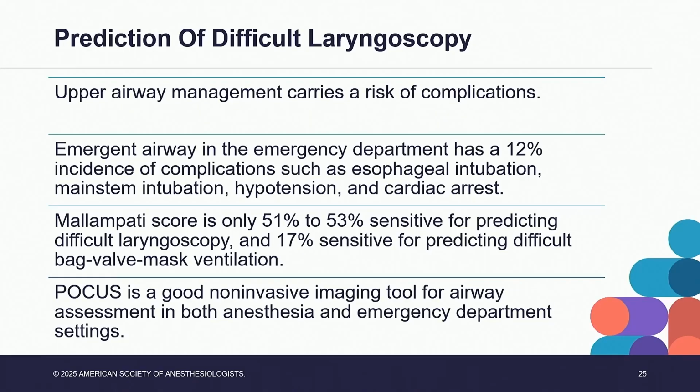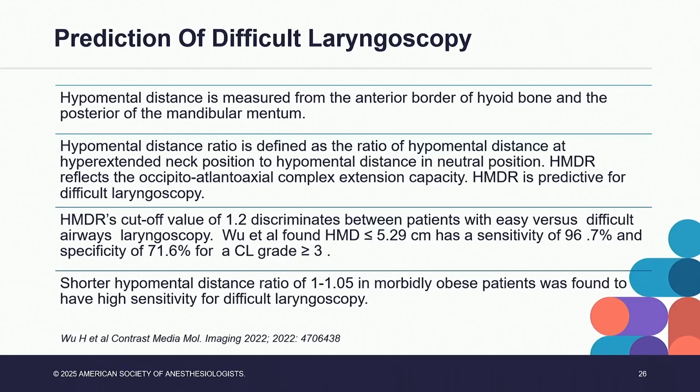arrest. Mallampati score is only 51 to 53% sensitive for predicting difficult laryngoscopy and 17% sensitive for predicting difficult bag-valve-mask ventilation. POCUS is a good non-invasive imaging tool for airway assessment in both anesthesia and emergency department settings. There are several measurements we can use for predicting the difficult airway using POCUS.